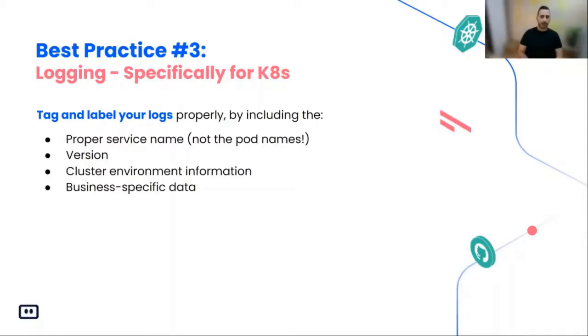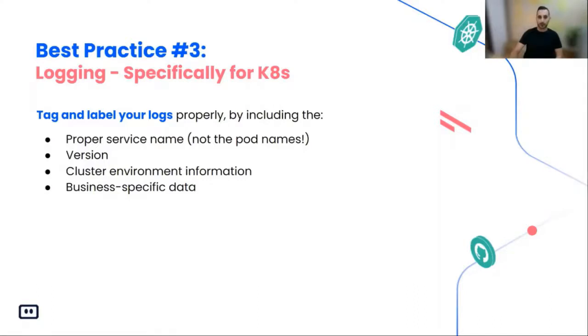Even if it's as simple as just adding to your logs what service is currently logging, the version of it, some information about the cluster, like which environment, what is the name of the cluster, on which node it's running maybe. And as always, some business-specific data. It can be the account that is currently related to this request. It can be anything that applies to you when troubleshooting.